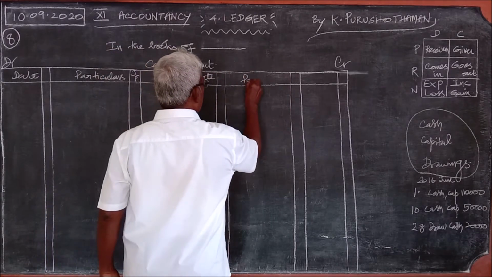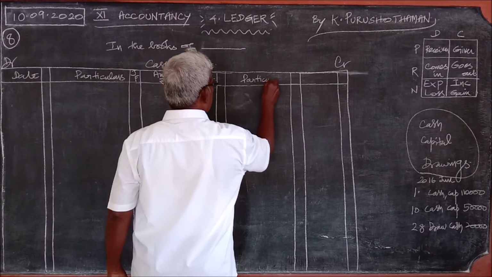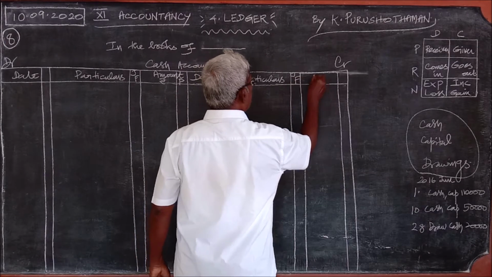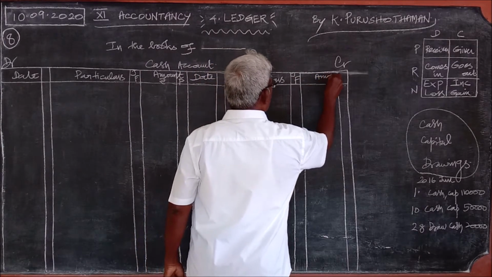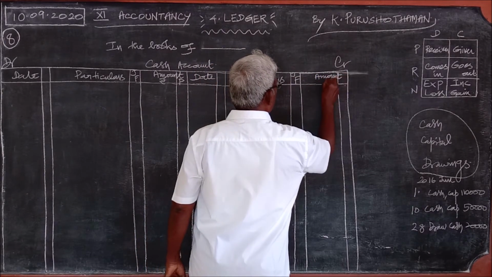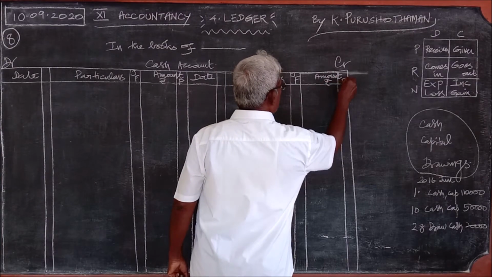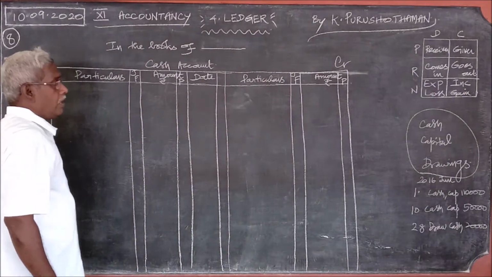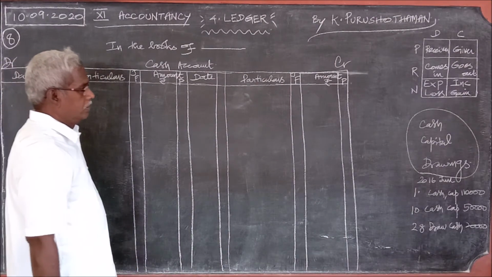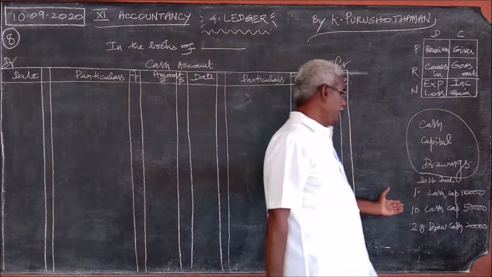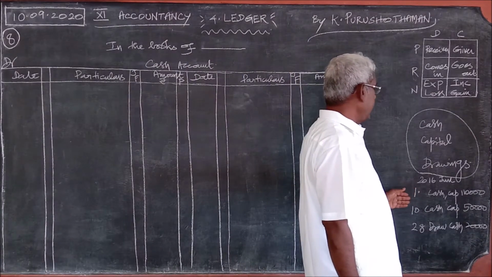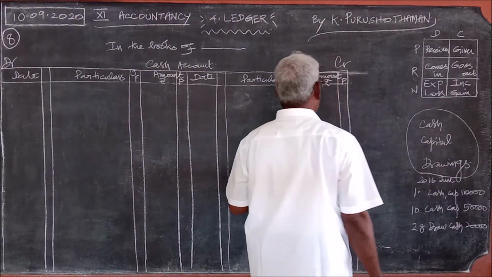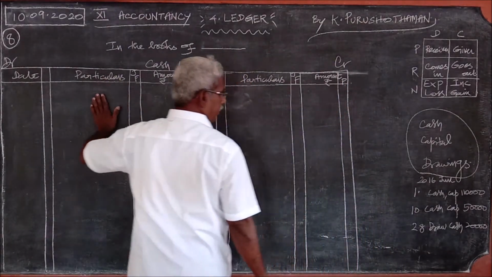Date, particulars, JF, amount, rupees. Okay, now we shall go for the cash account. I have written the first journal entry: cash account debtor to capital account. Cash is appearing on the debit, therefore we should write on the debit side.